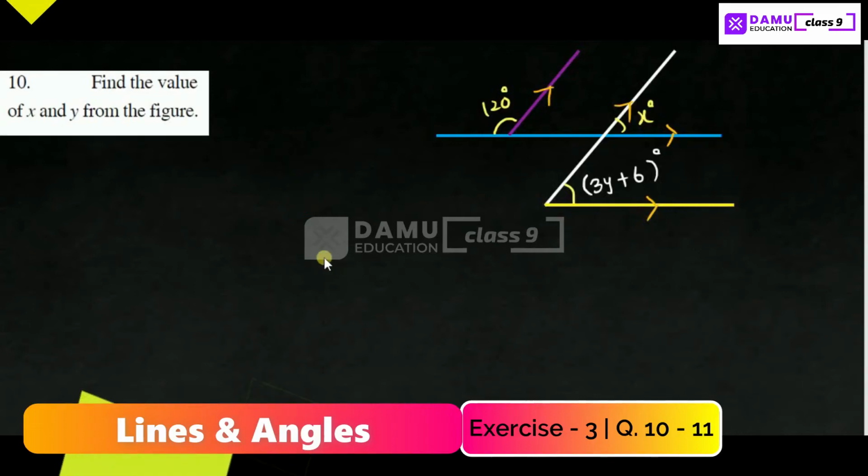So here in this module, we are going to discuss the 10th question: find the values of x and y from the figure. So here they are given that figure. Let's take AB, this one AB, and this one CD, then E, F, G, and G, H. So let's take it like this.